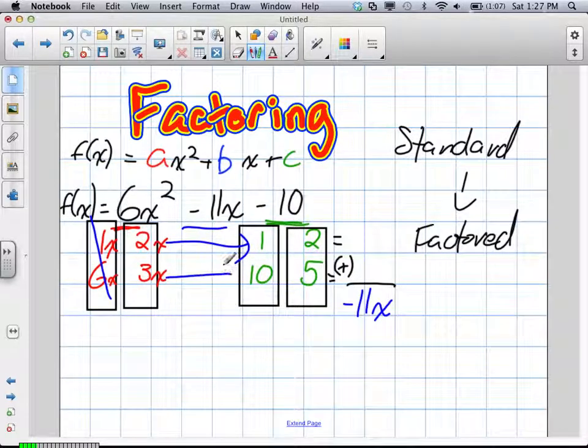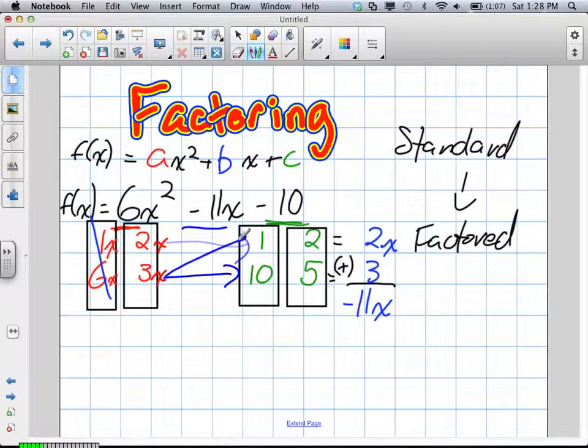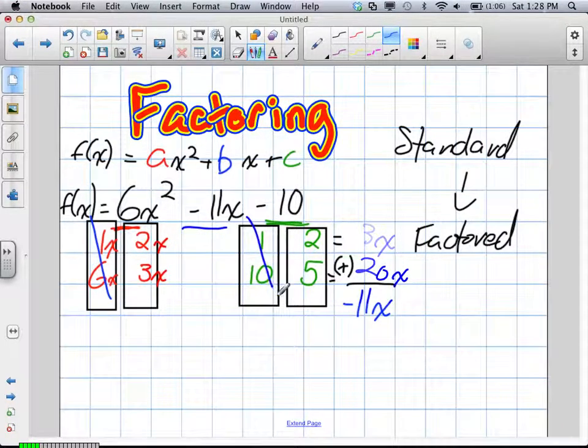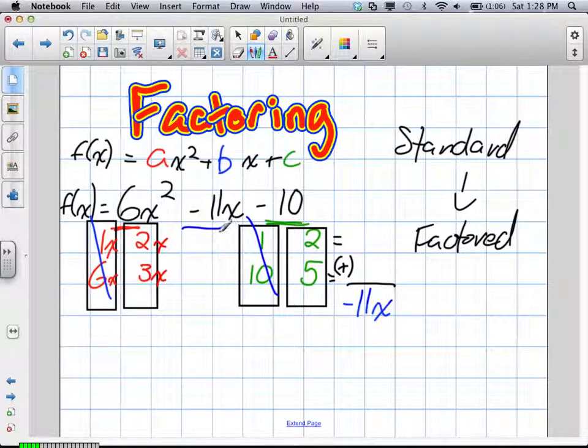2x times 1, 3x times 10, that gives us 2x and 30x. Is this one going to work? No. And let's say we go across. 3x times 1, 2x times 10 gives us 3x and 20x. Could that work? Nope. So, let me get rid of this column. We only got this left, so let's hope that this works.